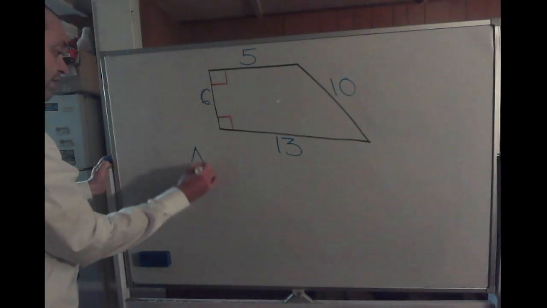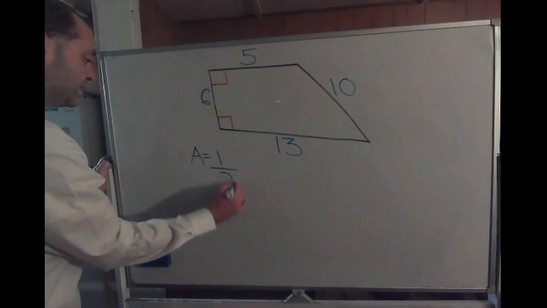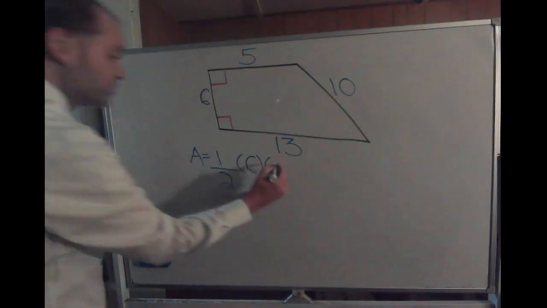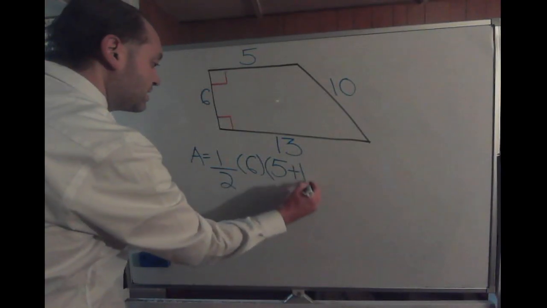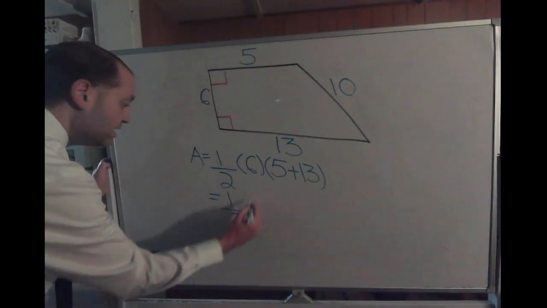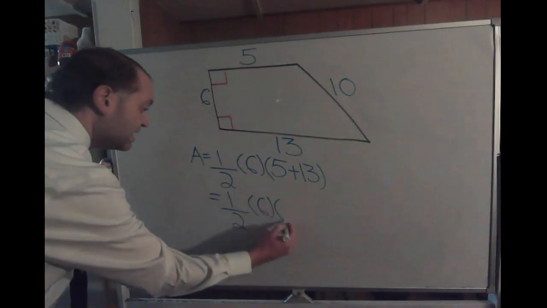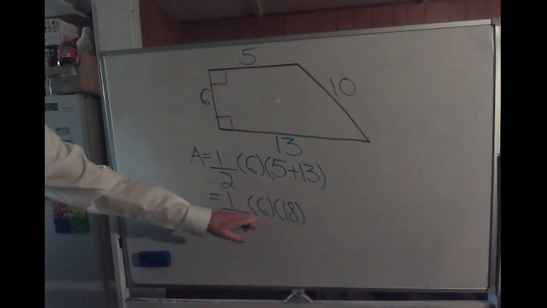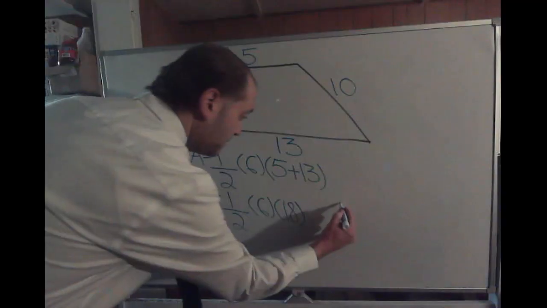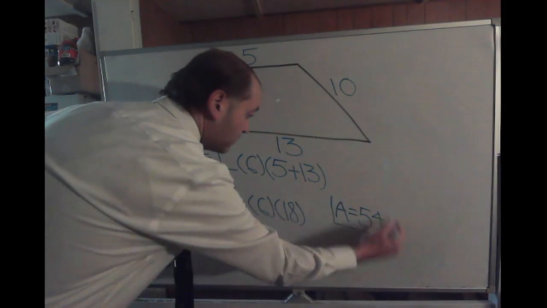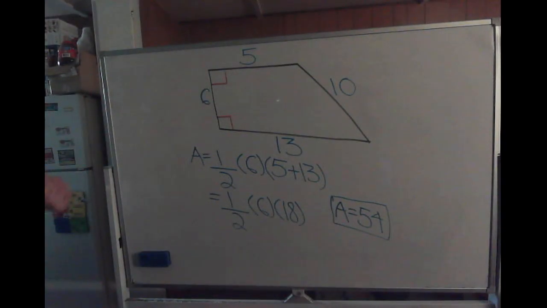So to find the area again, you'll take 1/2 times the height of 6 times the sum of your two bases, which turns into half of 6 times 18. Half of 6 is 3, times 18 is 54. So the area of this trapezoid would be exactly 54 square units.